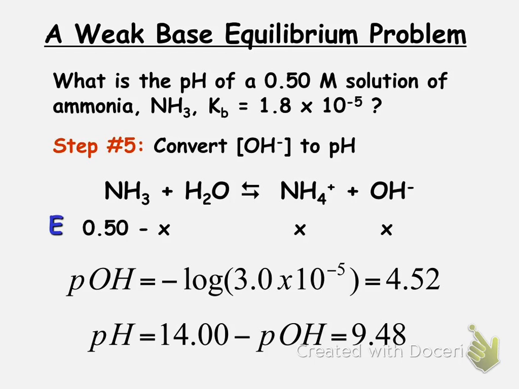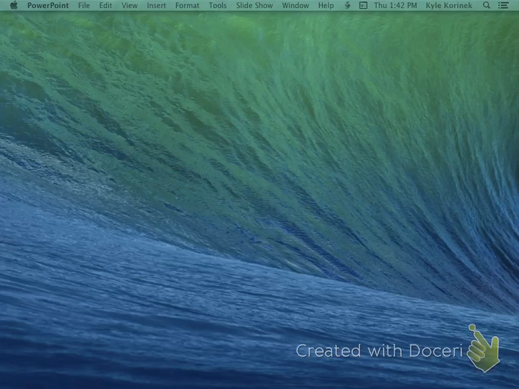So you always, at the end of the day, you want to check your answer, make sure that it's correct. Ammonia is a base. So if you've got this stuff in solution, you should probably assume that you're going to have a pH that's greater than 7. And we do. 9.48 is greater than 7. All right, that's it. Ooh, under 12 minutes.